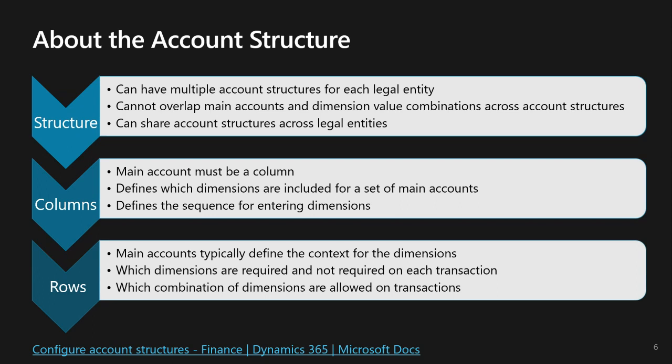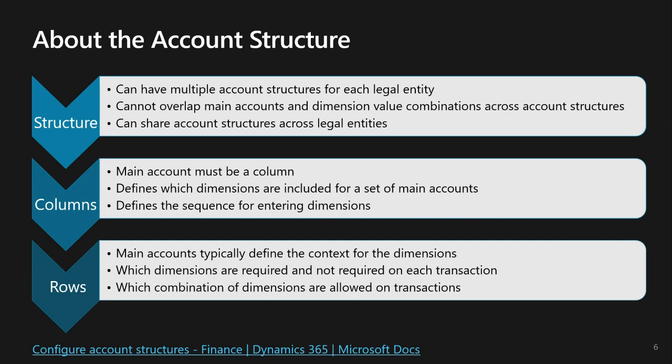You will add additional columns to the account structure for each financial dimension that you want to include with the main accounts in your account structure. These are oftentimes again referred to as segments. The sequence that the columns appear from left to right in the account structure will dictate the sequence that users will enter the dimensions when pressing Tab in the segmented entry control. The segmented entry control is a special type of field that appears in journal entries, for example, where you can enter the full account string for a particular transaction.